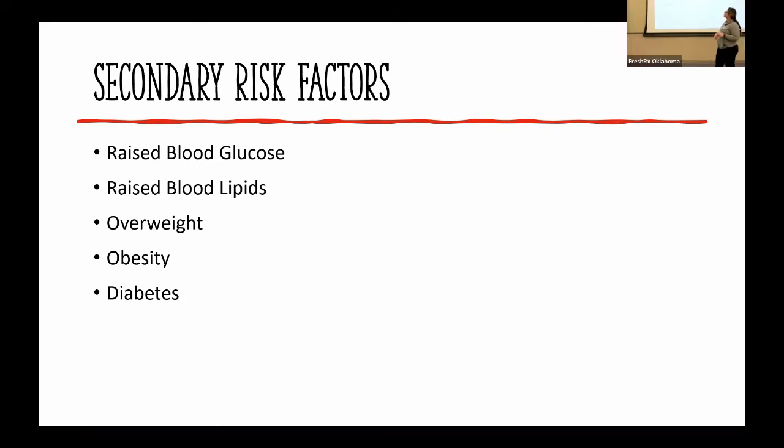And so when we have this, the more fatty tissue our body has, the harder it's going to be to receive circulation to every single part of our body. I just had a question, where it says raised blood lipids, is that high cholesterol? Yes, that is high cholesterol. Okay.